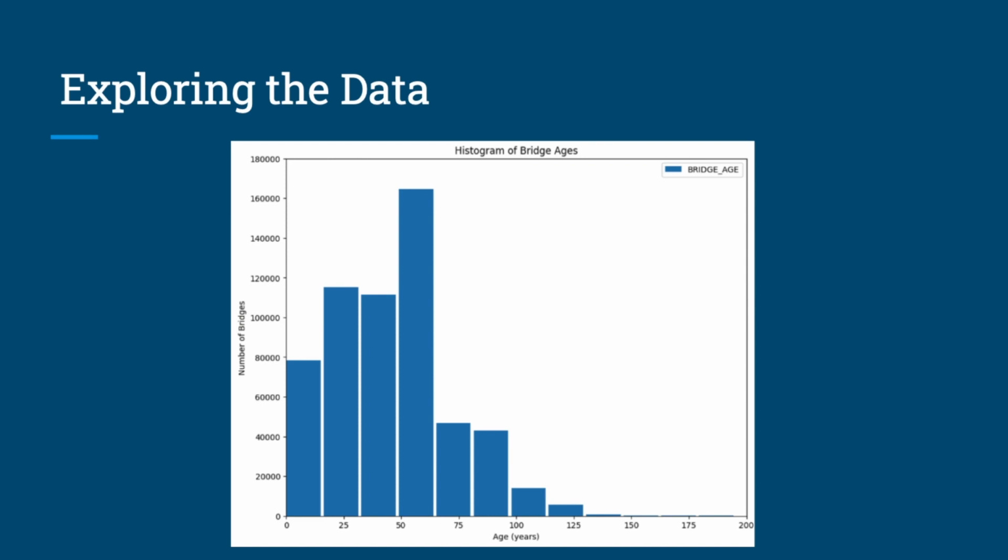So looking at the age of the bridges, here's a distribution of that. There's a lot of bridges between 0 and 50 years old, but then we do have a spike of bridges in the age range of 50 and a little bit above there. It looks like halfway between 50 and 75 years old.